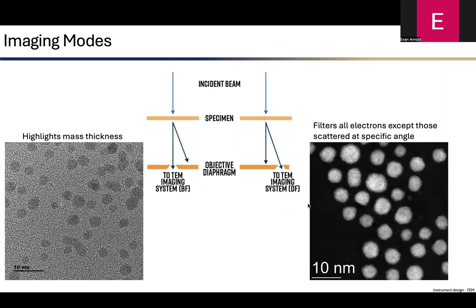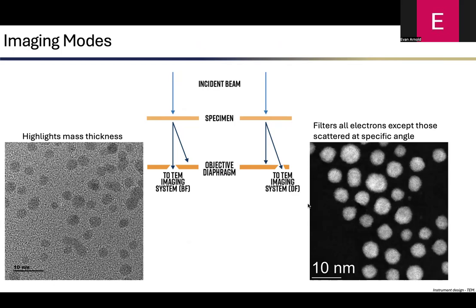There are two main imaging modes in the TEM, the first being the bright field on the left. Bright field images are viewed on the optical axis, so the electrons that are passed straight down through the image or the specimen. And this highlights the mass thickness of samples. So particles or a sample that has a higher mass thickness will be darker, where the background will be lighter.